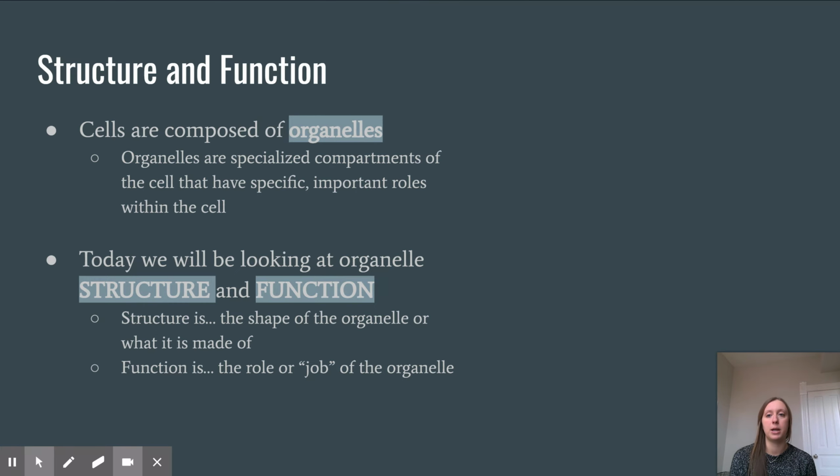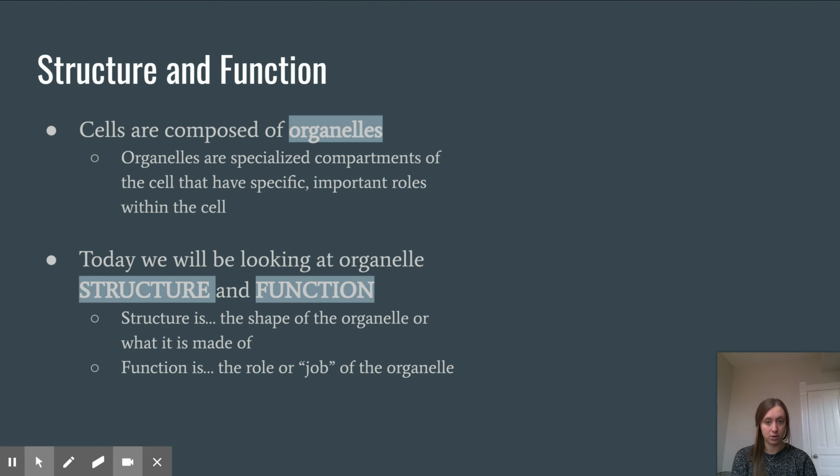Something that we covered on Monday was that cells are composed of organelles. If you remember on Monday, I said that organelle literally means little organ. Organelles are similar to organs in that they both have specialized jobs. So it says right here, organelles are specialized compartments of the cell that have specific important roles. Each organelle has a different job that it is responsible for doing within the cell. Today specifically, we're going to be looking at the organelle structure and function.